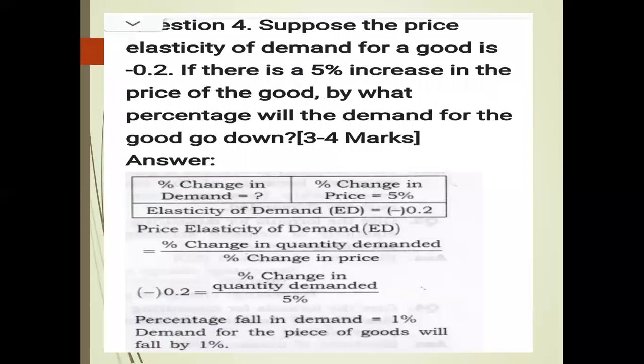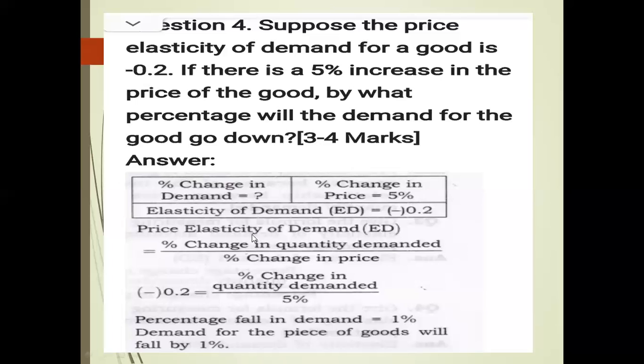Now, let's see the second question. This question is also based on price elasticity of demand. Suppose the price elasticity of demand for a good is minus 0.2. If there is a 5% increase in the price of the good, by what percent will the demand for the good go down? Okay, now in this question, price elasticity is already given and percentage change in price is also given, and you have to calculate the percentage change in quantity demanded.